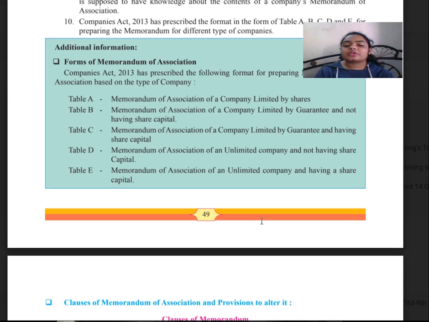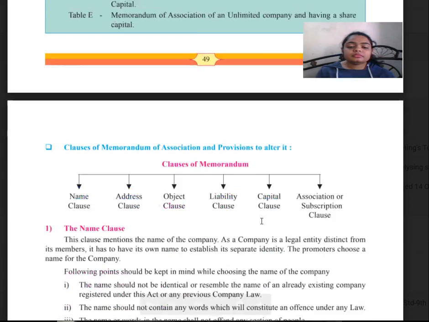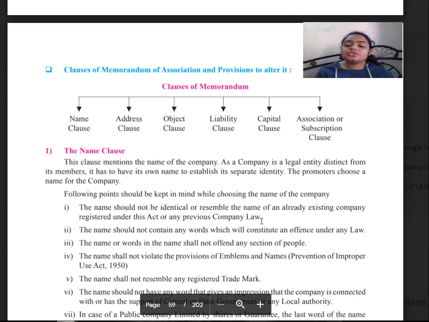Table B, Memorandum of Association of a company limited by guarantee and not having share capital. Memorandum of Association of a company limited by guarantee and having share capital. Memorandum of Association of an unlimited company not having share capital. Memorandum of Association of an unlimited company and having a share capital. So these are the different tables which are given and which give different information related to share capital. Then next we have each of the clauses and how each of the clauses is functioning.